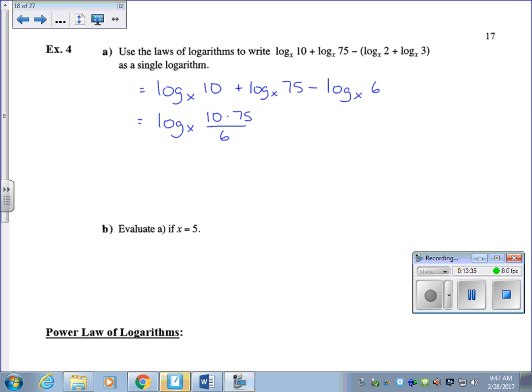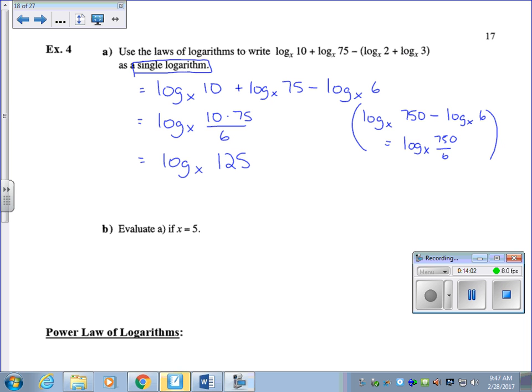So the step I'm skipping in there is log x of 750 minus log x of 6. That's going to give me log x of 750 over 6. I'm basically taking those steps and putting them together in this one. So I have 10 times 75 divided by 6, which gives me 125. So log base x of 125, and I've written it as a single logarithm.